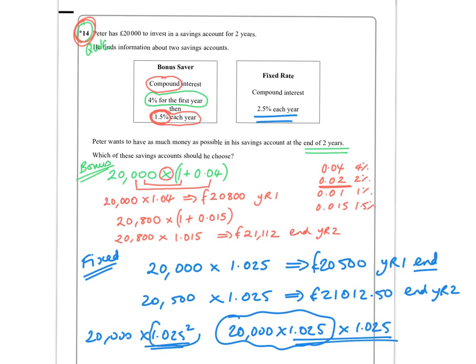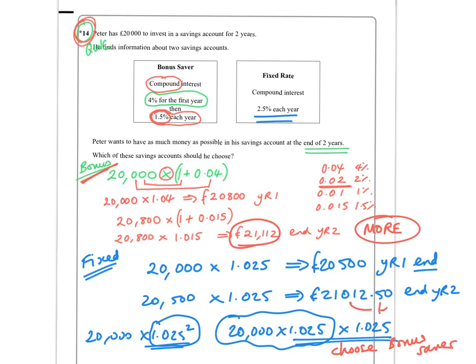Okay, so again this is the multiplier. So it seems to be that at the end of year 2 you would get more here. Okay, so you get more in the bonus saver. So you would just say choose bonus saver. If you want to really get the examiner to see what you're doing, you can write less here. Okay, so there we go. That would be the answer for that question.